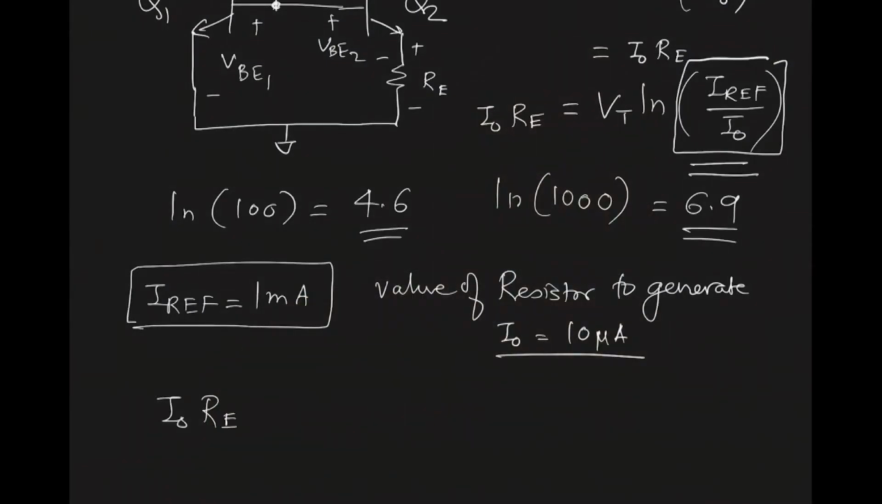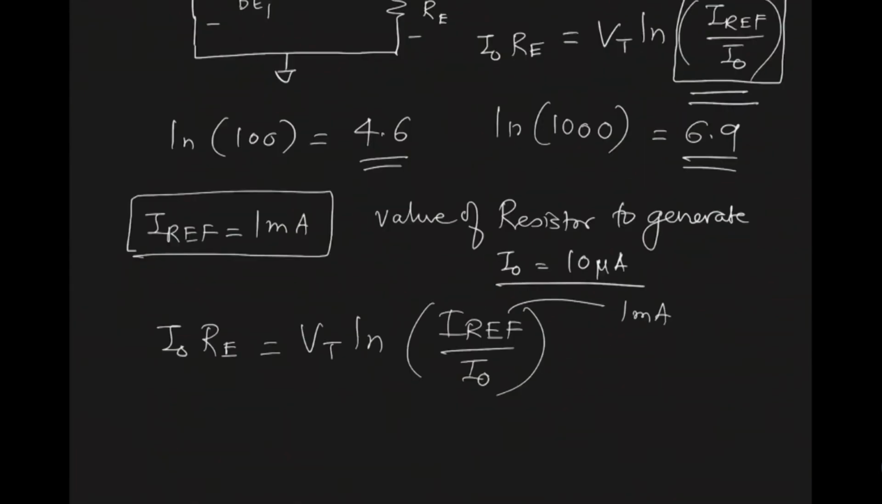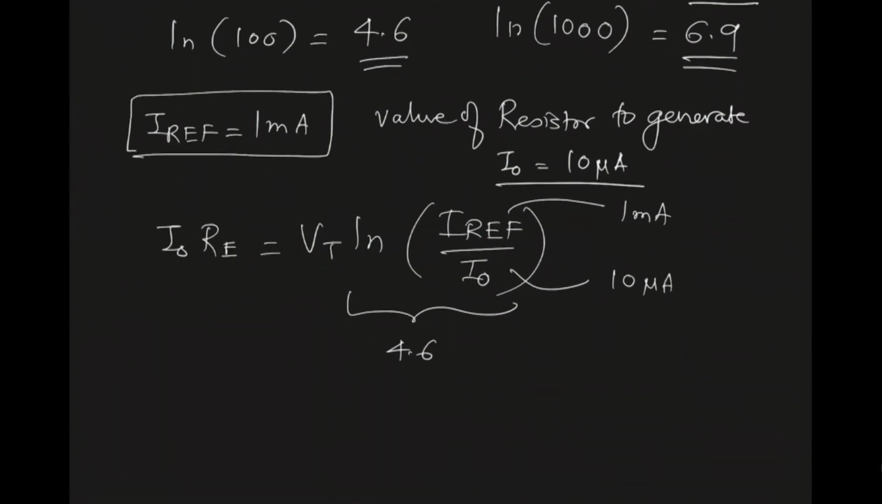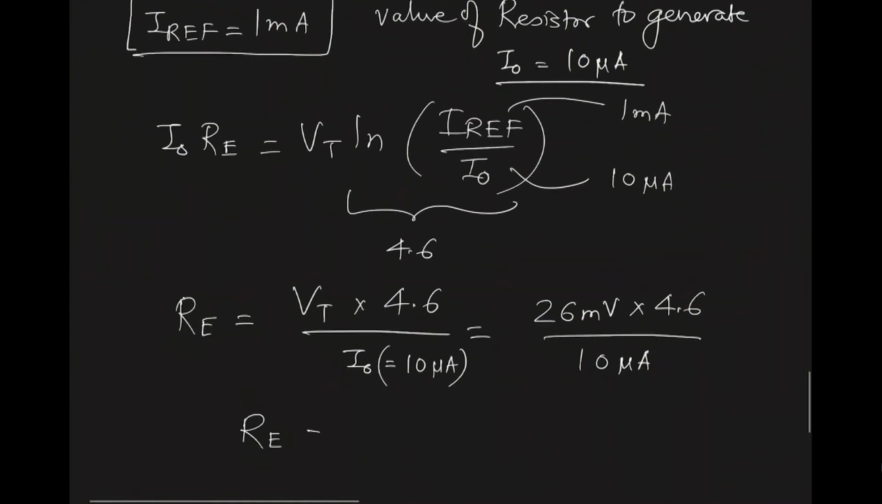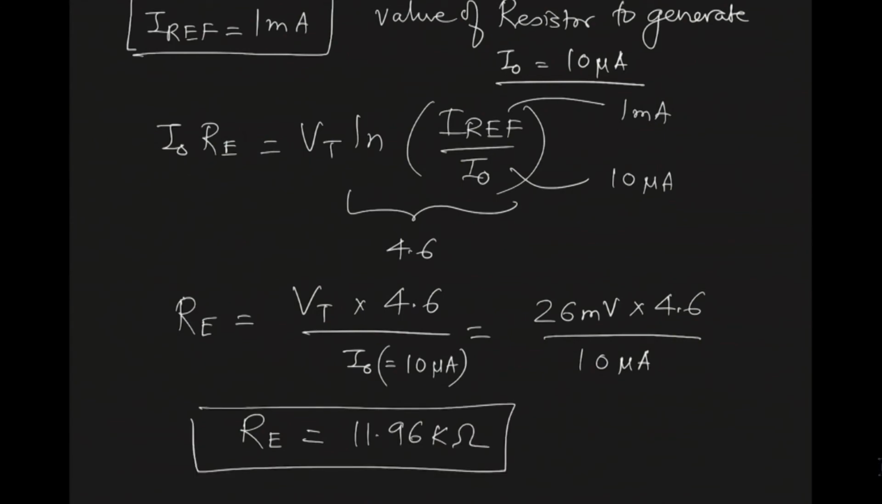So we can see quickly in this particular example, if IRF is equal to 1 milliamp, then my equation becomes I0 RE is equal to VT ln of IRF divided by I0. We already said that IRF is equal to 1 milliamp, and I0 is equal to 10 microamps, so this ln part becomes equal to 4.6. Now we can ask, what is the value of RE? RE will be VT times 4.6 divided by I0, which is 10 microamps, which is what we want. So it's 26 millivolts multiplied by 4.6 divided by 10 microamps, and you can quickly see that RE comes out to be a very reasonable number, which is like 11.96 kilohms. The Widlar current source allows you to scale currents to smaller values accurately using this property.